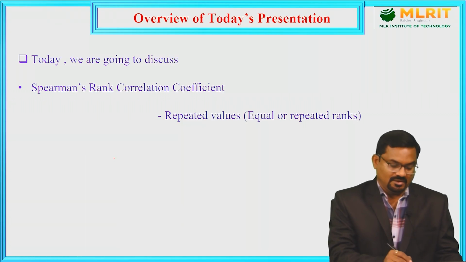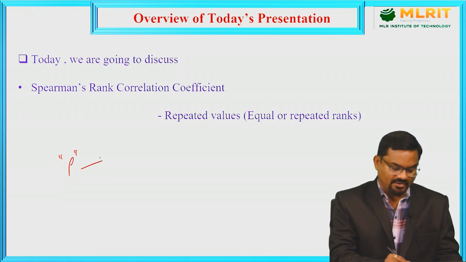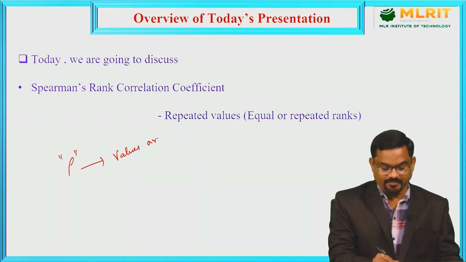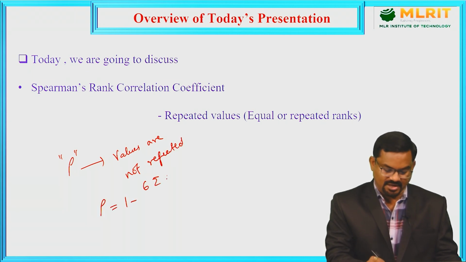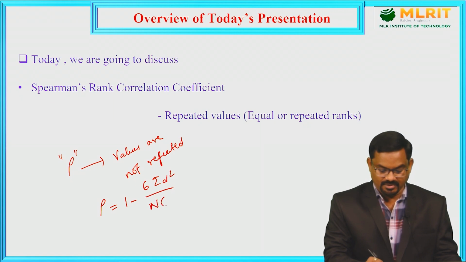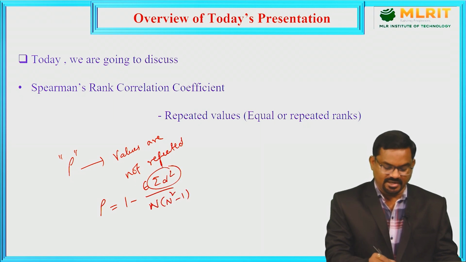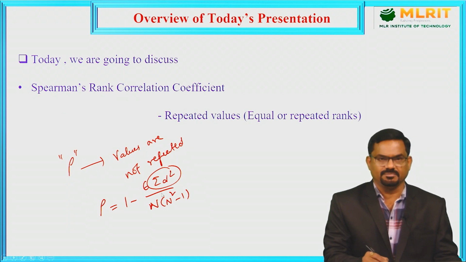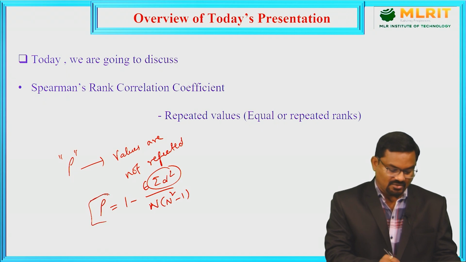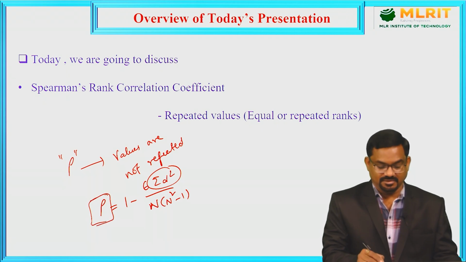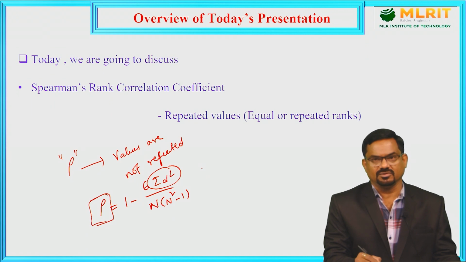In the last session, we calculated the rank correlation coefficient rho when the values are not repeated. In that case, we use the formula rho equal to 1 minus 6 sigma d square by n into n square minus 1. Here sigma d square is the sum of the squares of differences between the ranks. So, in rank correlation, we assign rank to each and every value and we find the difference between the ranks, and then we calculate the rank correlation coefficient denoted by rho. And this formula is the Spearman's rank correlation coefficient.